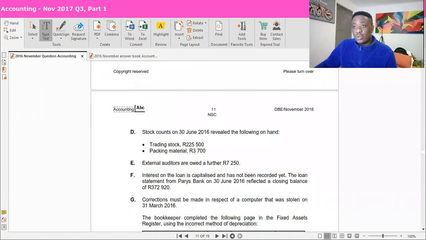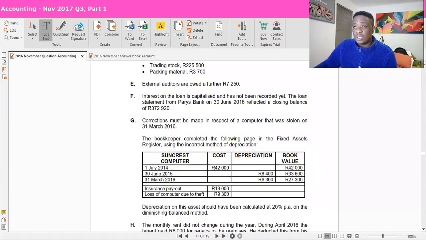So let's go to information G. So they say corrections must be made in respect of a computer that was stolen on the 31st of March 2016. Guys, that is asset disposal. If asset is gone rid of by any means, whether it's theft or it's an actual sale, a trade-in, that is still falling under asset disposal. And therefore, the depreciation that we want to calculate on this item here will only be up until the date it was within the business, so which is the 31st of March 2016.